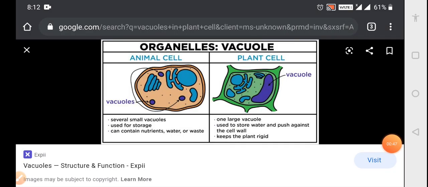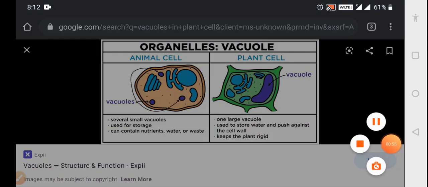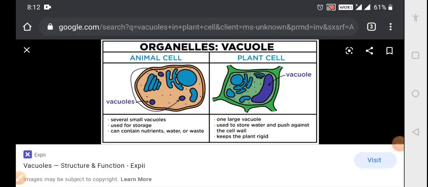Hey students, did you observe any difference in the vacuoles present in plant and animal cells? Yes, the size of the vacuoles in animal and plant cells is not the same. The vacuoles of animal cells are quite small compared to the large vacuoles in plant cells. Animal cells use their vacuoles to store minerals, waste, nutrients, water, etc. But plants generally use their vacuoles to store a large amount of water.